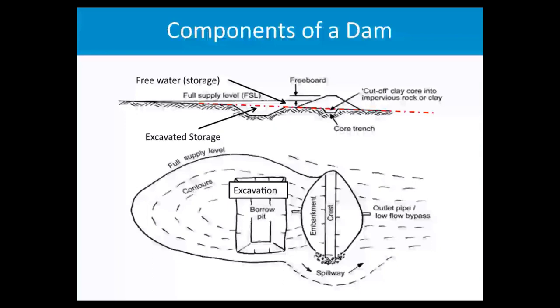We also like to, in our dam embankment, have our cutoff trench, and you can see in that slide there we've got a core trench underneath our dam wall, and that is constructed just to get a good seal back into natural clay, so we reduce the risk of leakage underneath our dam.